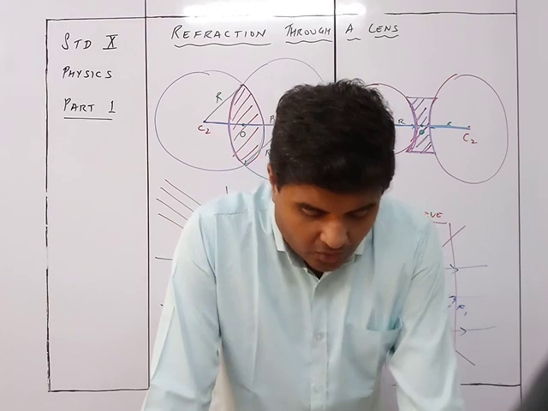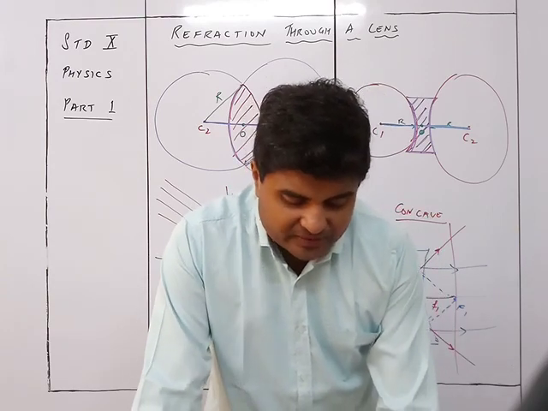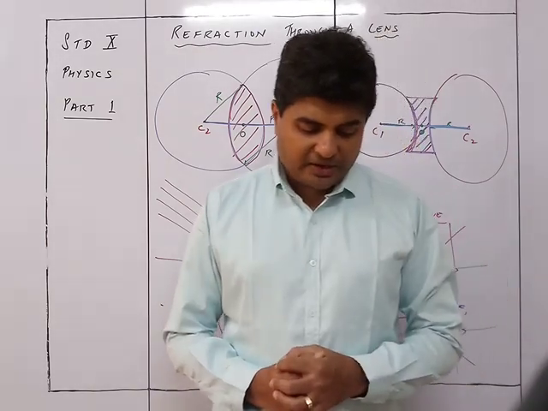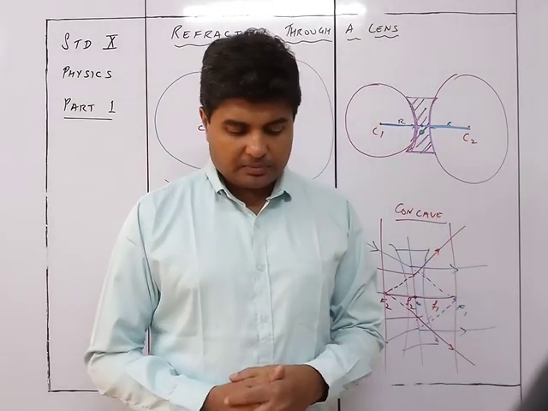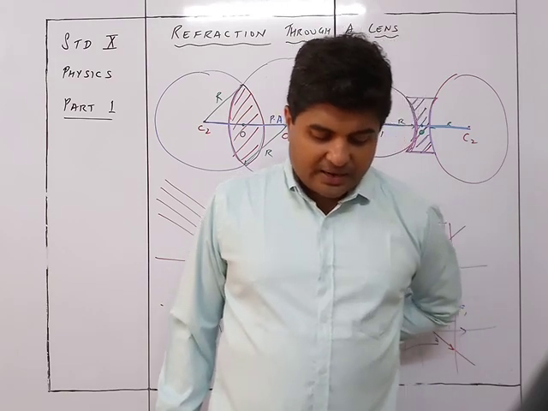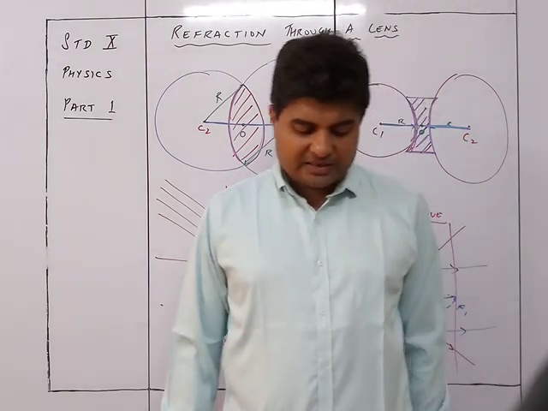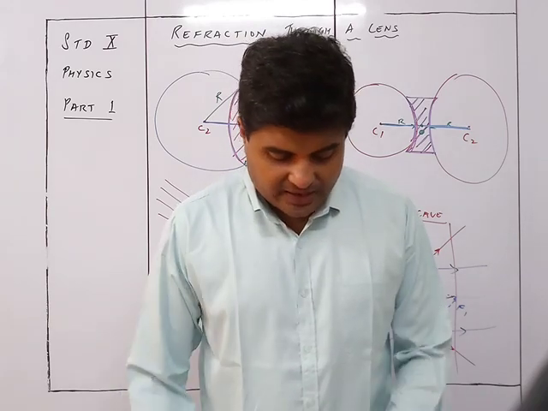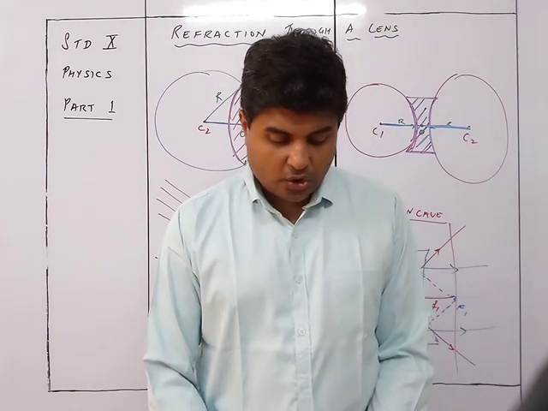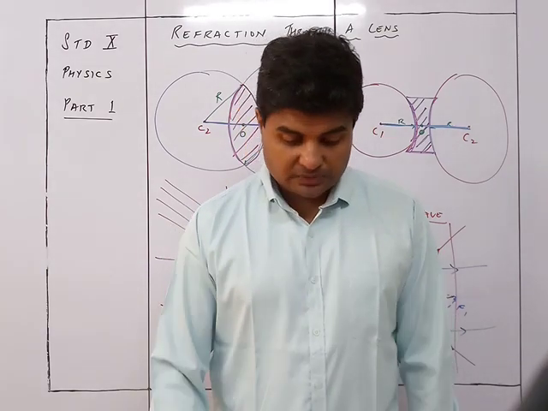So we have the difference between the convex and the concave lens. Convex, it is thick in the middle and thin at the periphery. Concave, it is thin at the middle and thick at the periphery. Convex converges the incident ray towards the principal axis. Concave diverges the incident ray away from the principal axis. Convex has a real focus, concave has a virtual focus.